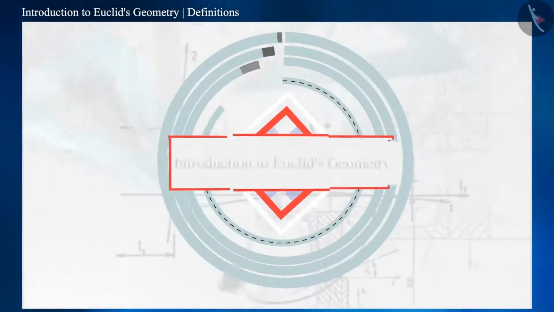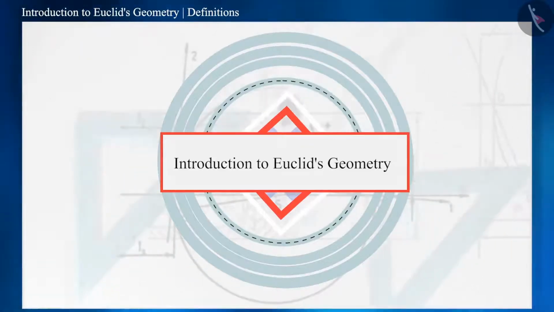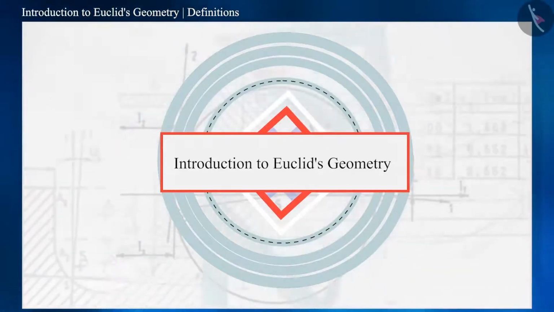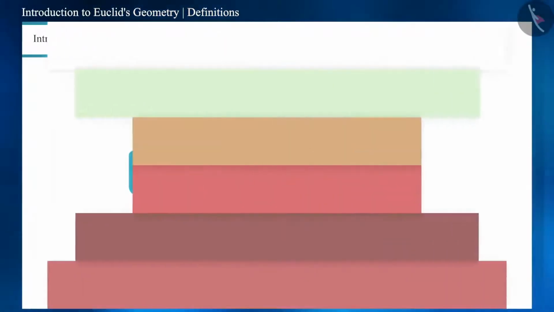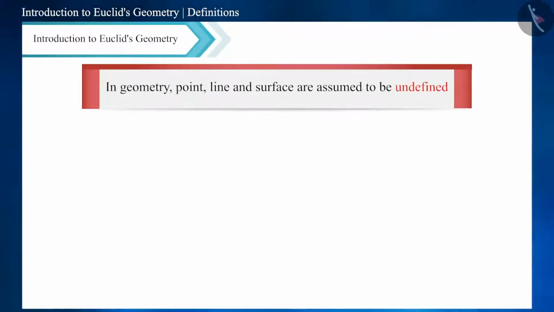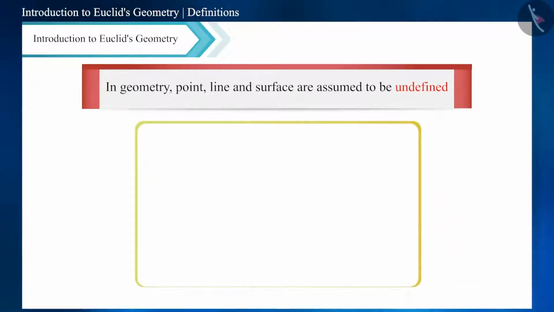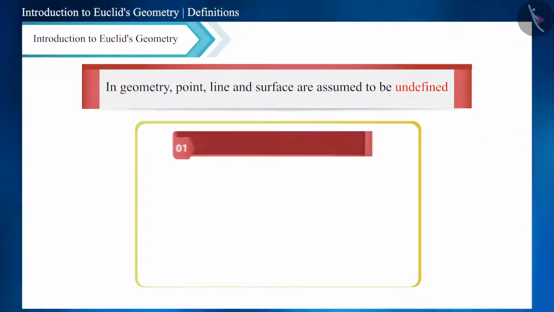Hello friends, welcome to this video on Introduction to Euclid's Geometry. In this video, we will discuss some facts related to Euclid's definitions. Let's start with a question. Friends, in geometry, why do we consider a point, a line, and a plane as undefined terms? Do you know the reason? Let's understand this. According to the first definition given by Euclid, a point is that which has no part.